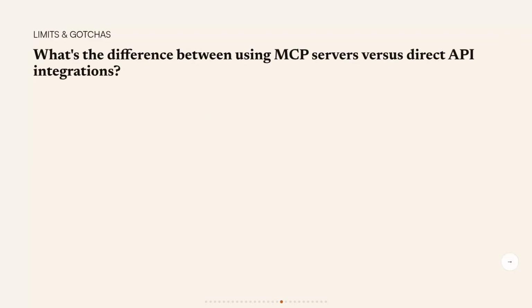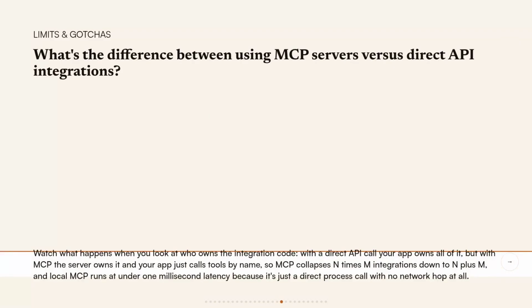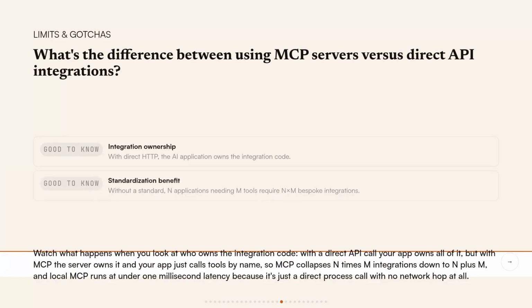Watch what happens when you look at who owns the integration code. With a direct API call, your app owns all of it. But with MCP, the server owns it and your app just calls tools by name. So MCP collapses n times m integrations down to n plus m, and local MCP runs at under 1 millisecond latency, because it's just a direct process call with no network hop at all.